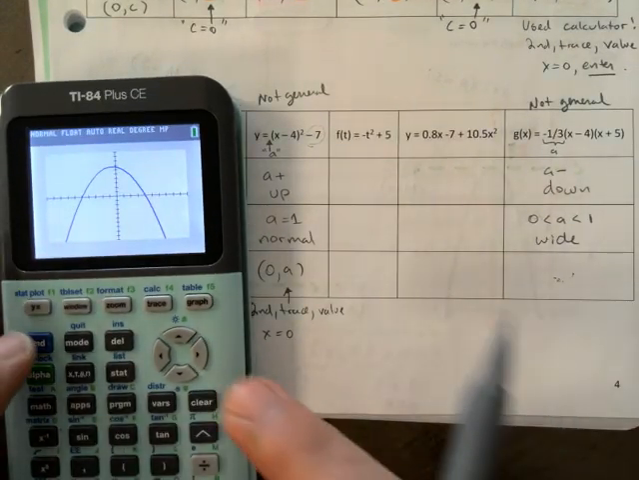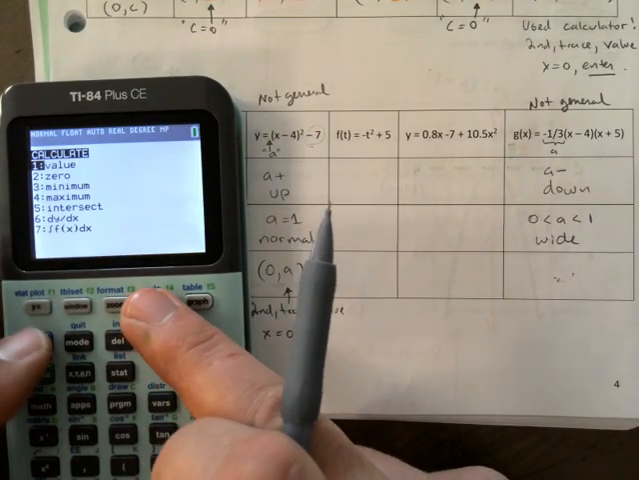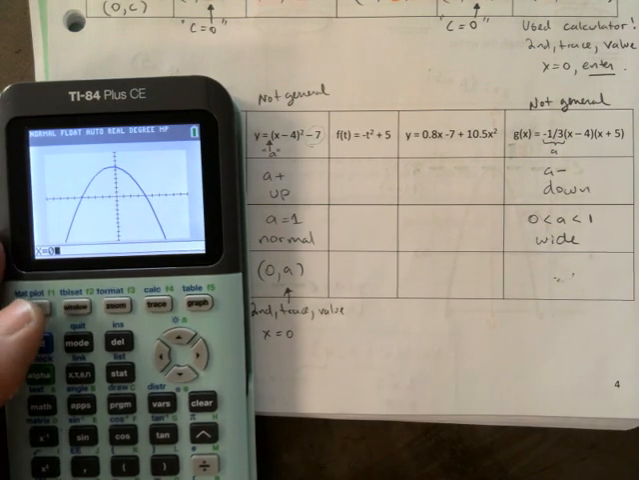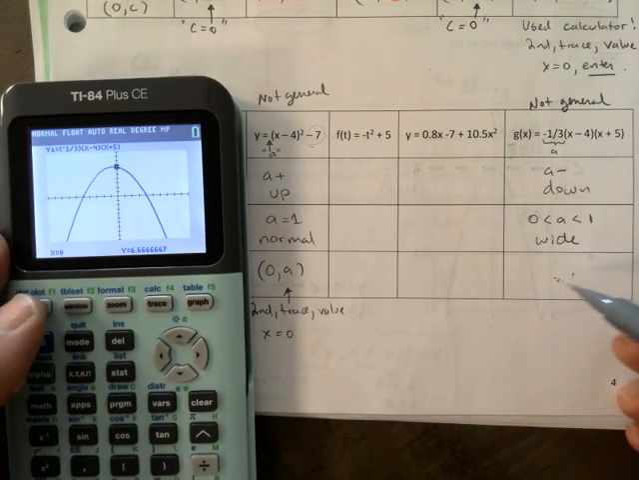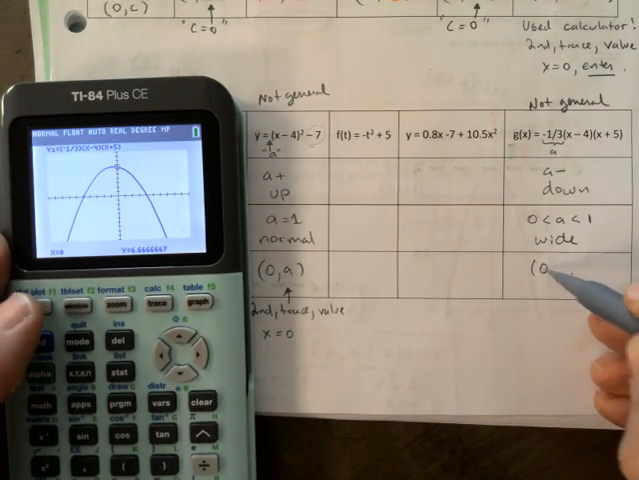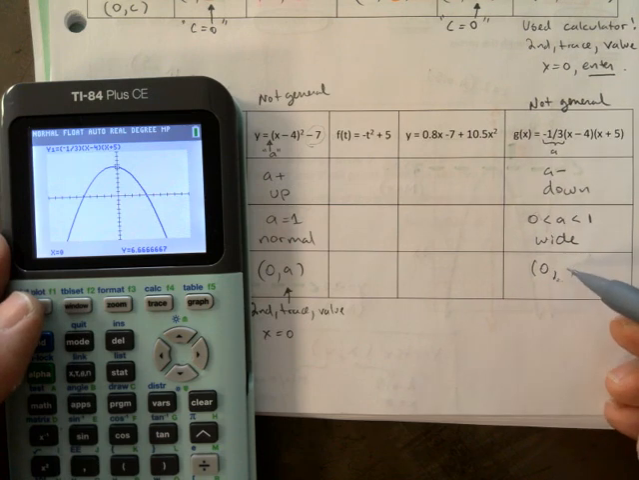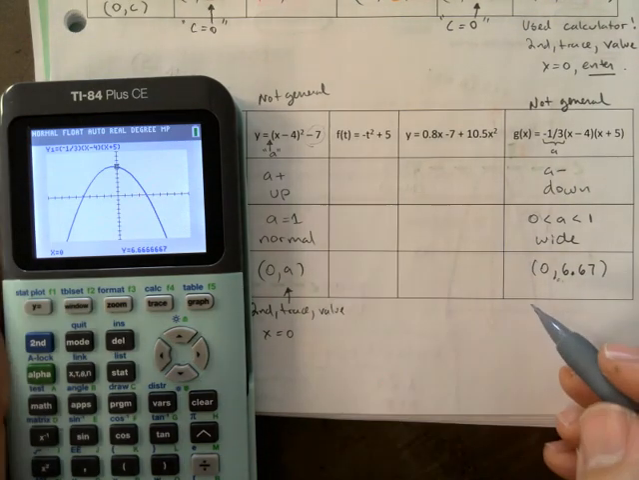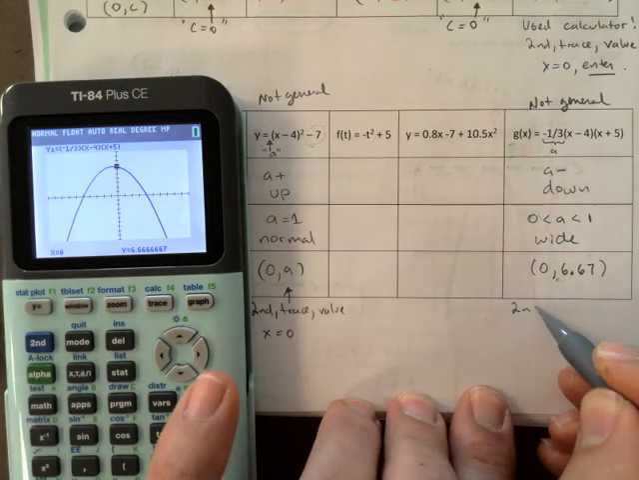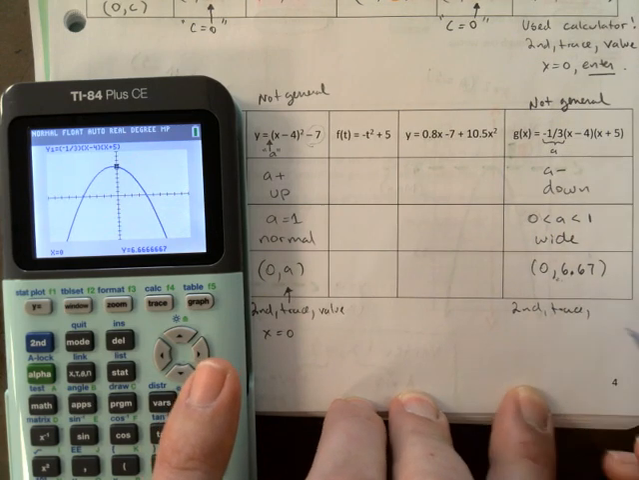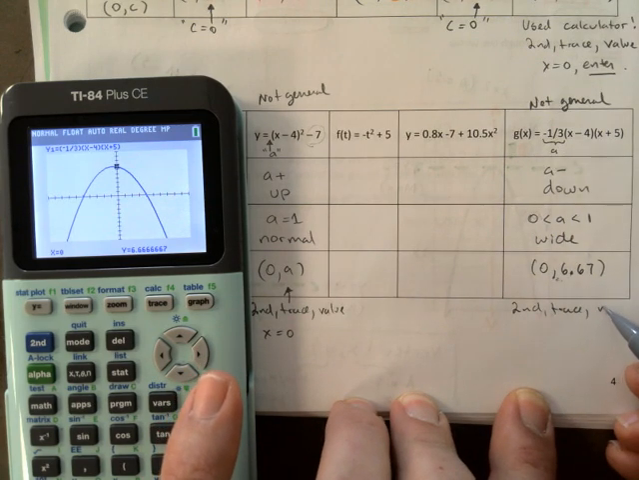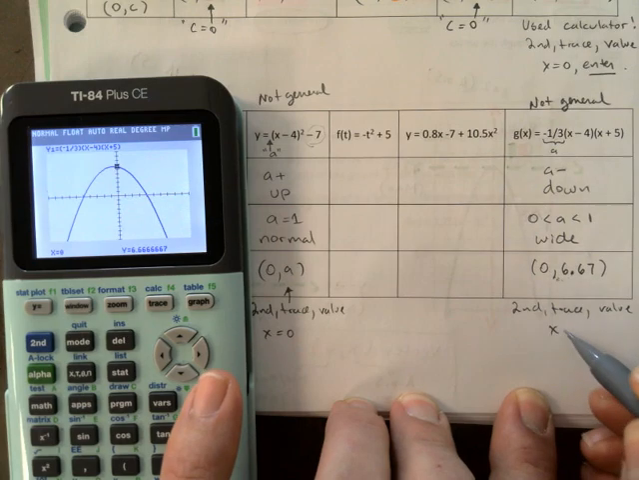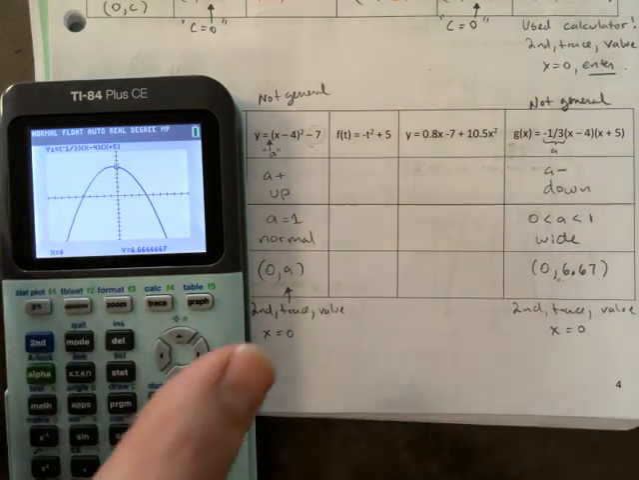And the y-intercept, let's go ahead and find it. Second trace value 1, x is equal to 0. And there it is. It's a coordinate. It's 0, 6.67. And let's put down what we did, right? Second trace value, x is equal to 0. That's how we figured that out.